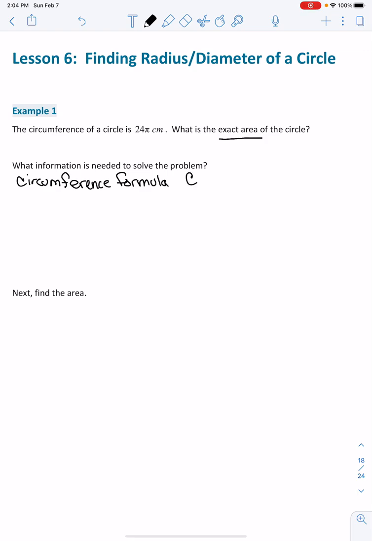And that is C equals pi d. We also need the area formula. That is A equals pi r squared. We also need the diameter. And then we also need the radius.